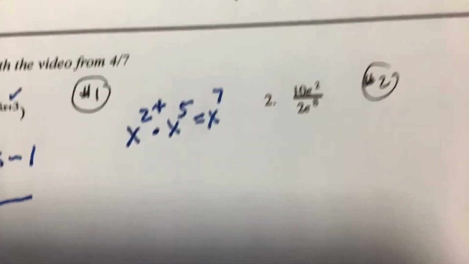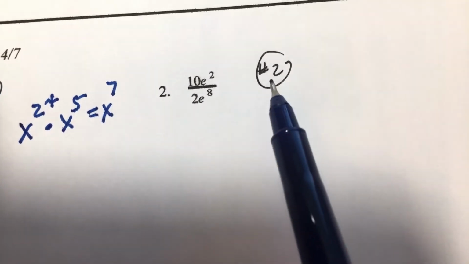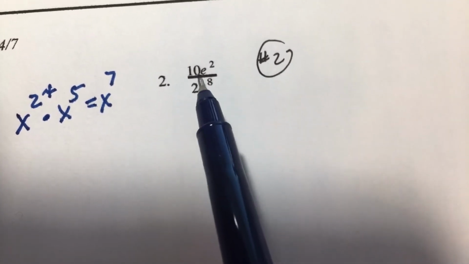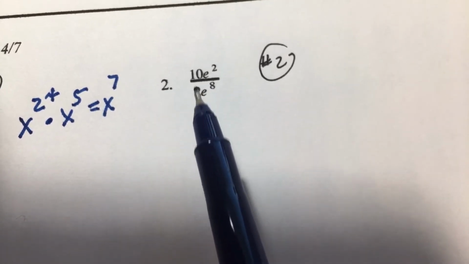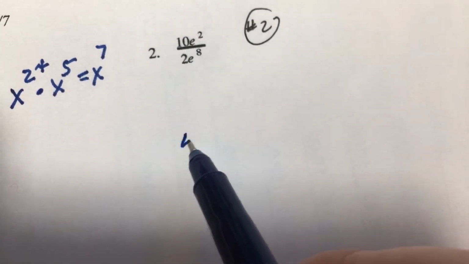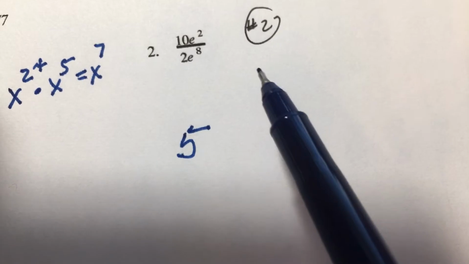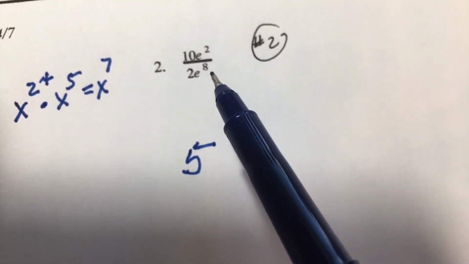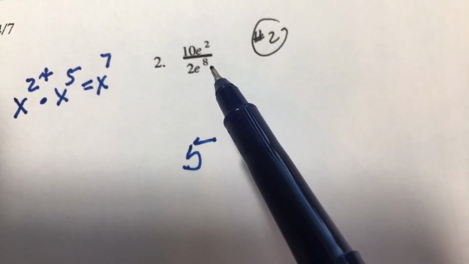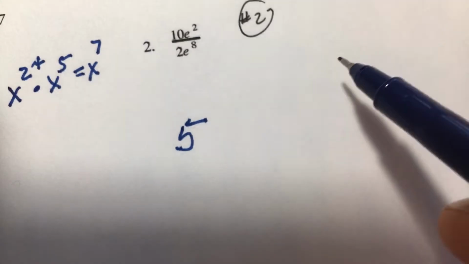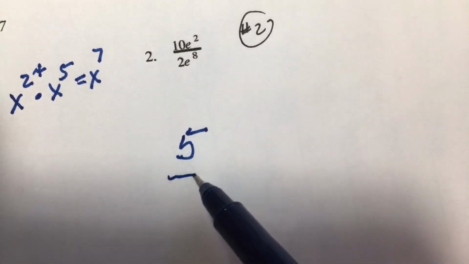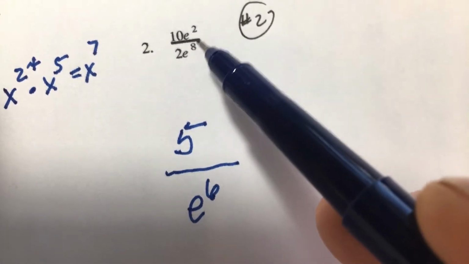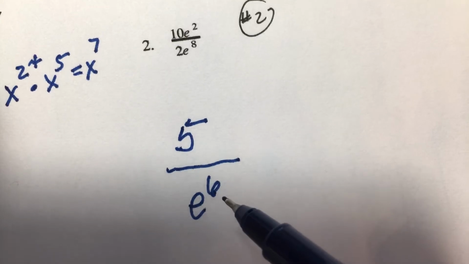Okay? Then on number 2, and again, you can use this example for help on your homework on number 2. Just like a normal problem, we have 10 divided by 2 right there, so we're going to divide those and get 5. And then the same rule applies here. That says e squared over e to the 8th. So what do we do when we divide exponents? We subtract them. So 8 minus 2 would be e to the 6th. Since the 8 is bigger than the 2, that goes on the bottom.